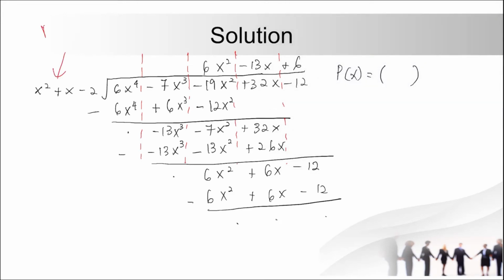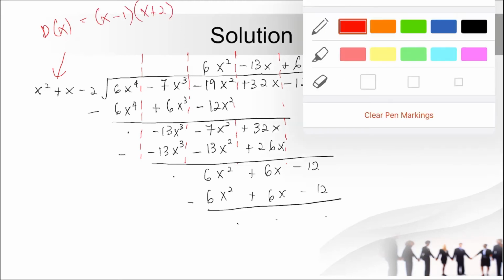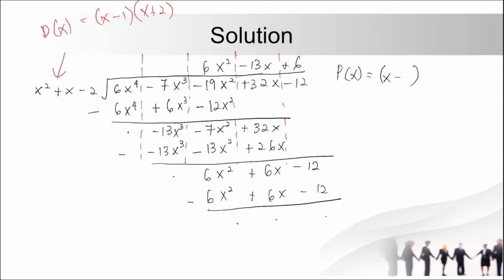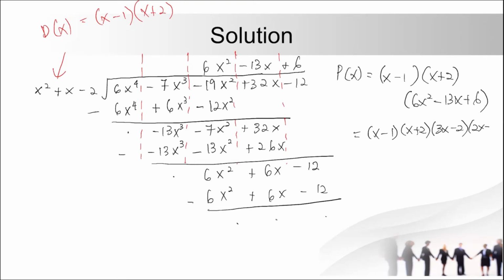We know that this divisor is x minus 1 and x plus 2. So p equals x minus 1, x plus 2, I'm running out of space, times 6x squared minus 13x plus 6. Then since we have a quadratic function there, we can factorize again. Use a calculator. So x minus 1, x plus 2, the other two factors, 3x minus 2 and 2x minus 3. So done. We have factorized completely.